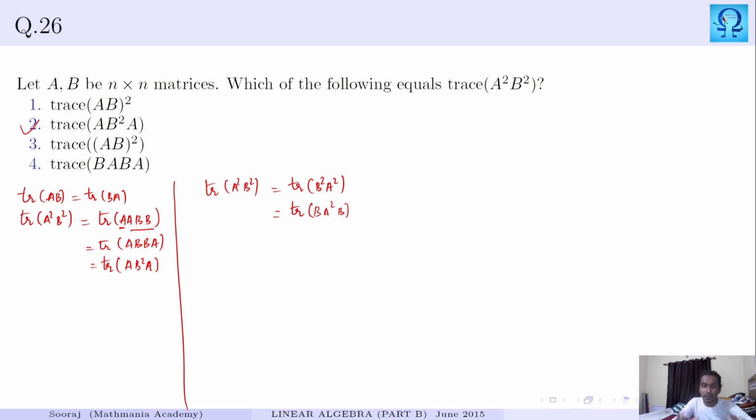If these kinds of questions are asked in part C, you can very well make use of the ideology. What is the ideology that we have used? Simply trace of AB is the same as trace of BA for any n by n matrices. Only that ideology. And when you multiply an n by n matrix with another n by n matrix, you are going to end up with another n by n matrix. So only these ideas are enough to attempt these kinds of questions.